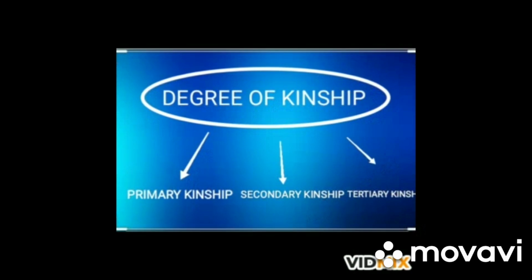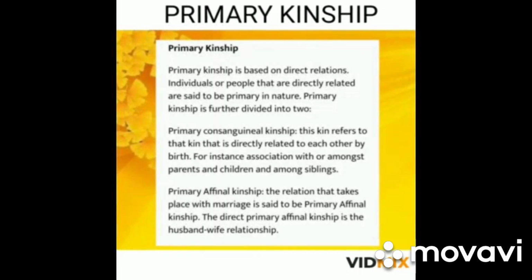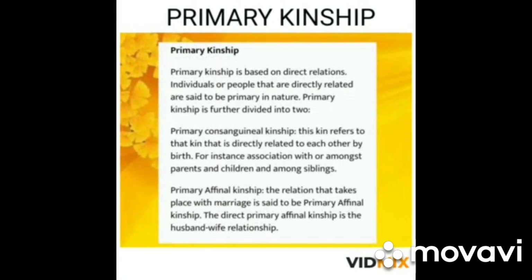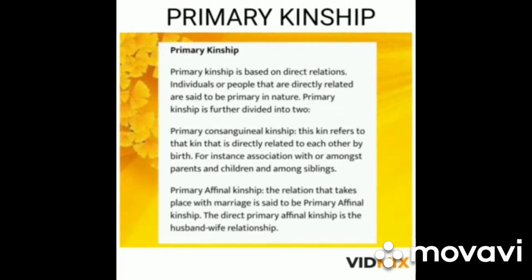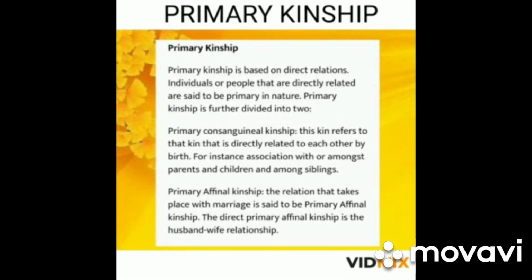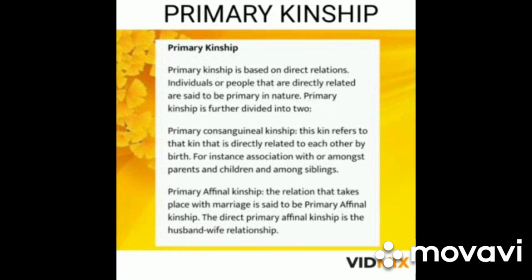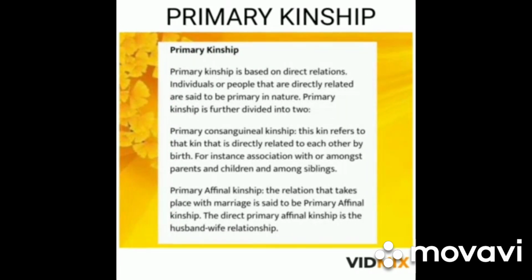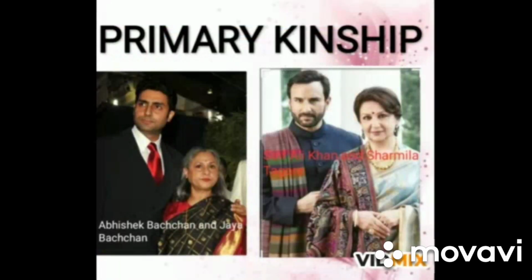Three major kinship bonds can be identified in terms of degree: primary kinship, secondary kinship, tertiary kinship. Primary kinship refers to direct relations, people who are directly related to each other: father-daughter, mother-son, mother-daughter, or brother and sister.